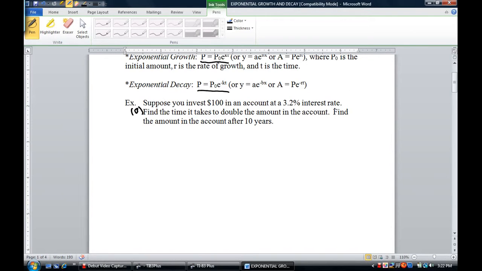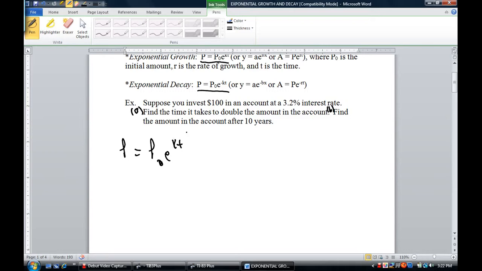Now I can't use the compound interest formula because it doesn't say it's compound interest, so I won't know what n is. So I'm going to use the P equals P sub 0 e to the kt. It's like the compound and continuous problem. That's what we're going to assume. So we're going to assume all these are exponential growth and decay problems.